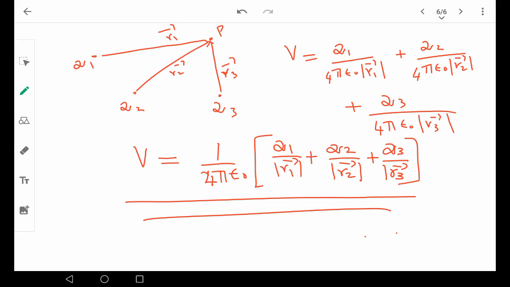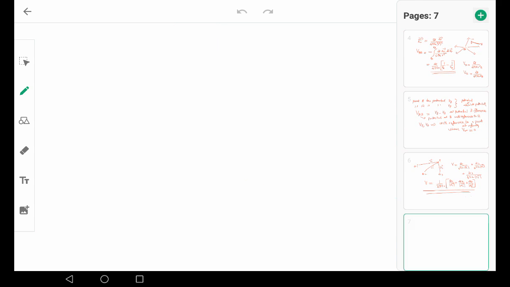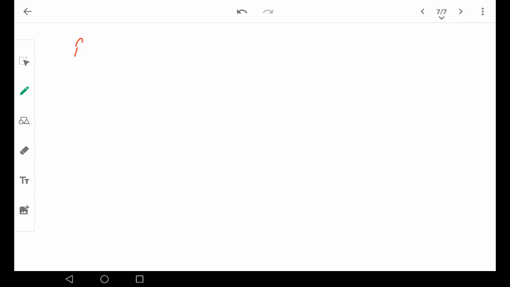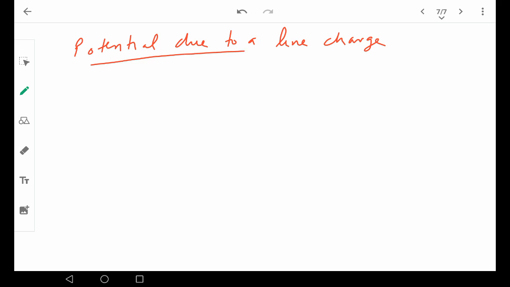Similarly, if you take a line charge, suppose we take the potential due to a line charge. This is the potential due to a line charge. We have to find out the potential due to a line charge.